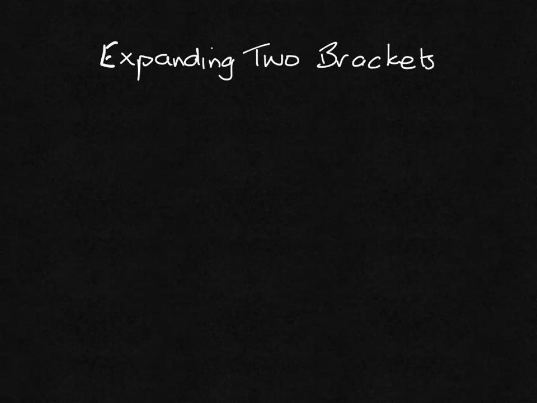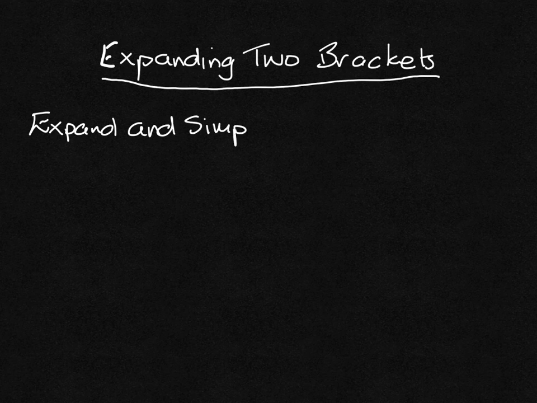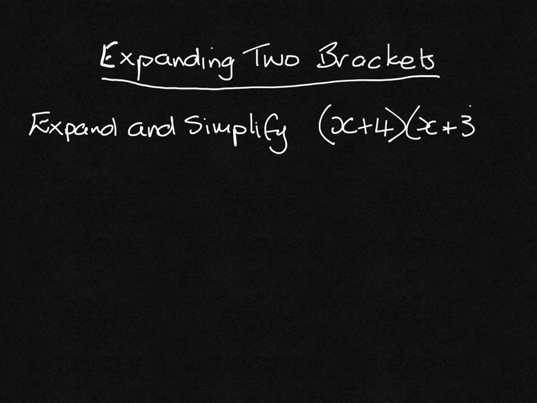In this lesson, we're going to go over how to expand two brackets. The question might say, expand and simplify, and then it might give you two brackets, something looking like this: x plus 4, x plus 3, or something like that. Remember that when we look at this particular bracket, there's nothing in between the two brackets. So there's no plus or minus, and that means you're basically saying that it's multiplied. So these two brackets are two terms that are multiplied.